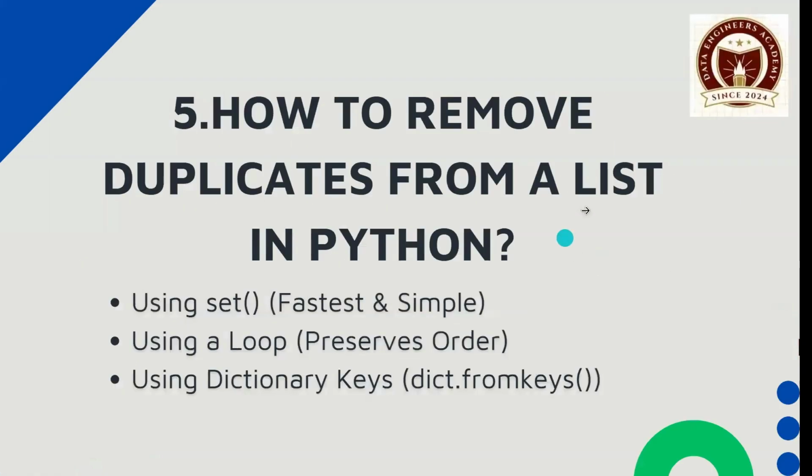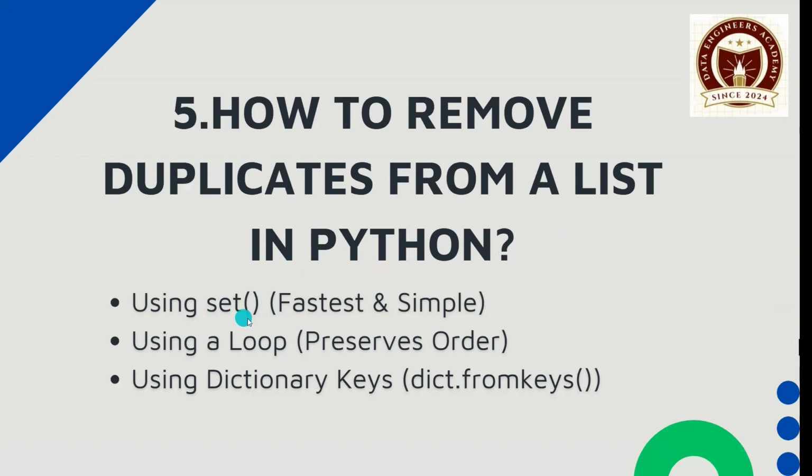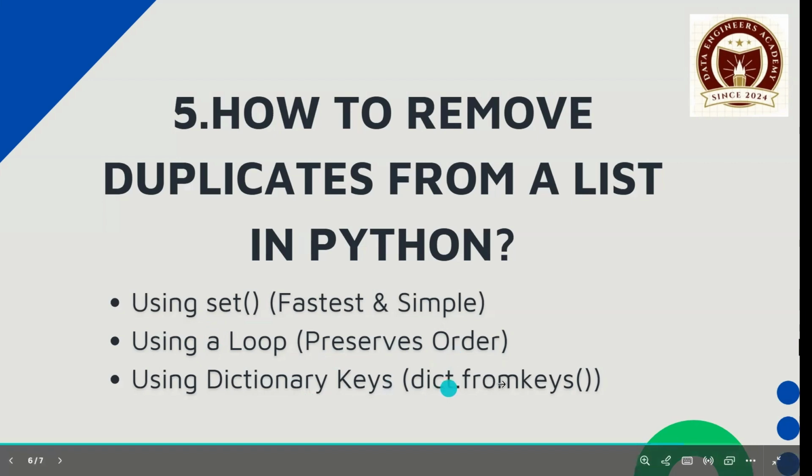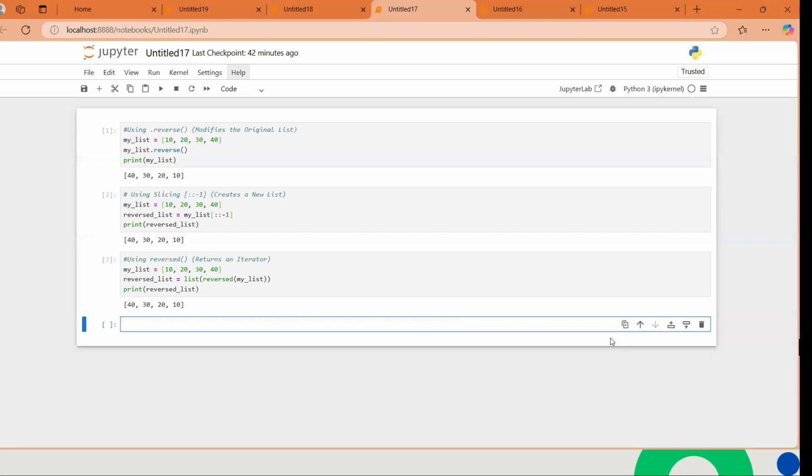How to remove duplicates from a list in Python? We have three different ways to remove duplicates from a list in Python. Using the set method removes the duplicates faster and simpler, but it does not preserve the order. You can also remove duplicates using a loop. It is efficient and it preserves order. And you can also remove duplicates from a list using dictionary keys, the dict.fromkeys method. Let me show you how this will be done.